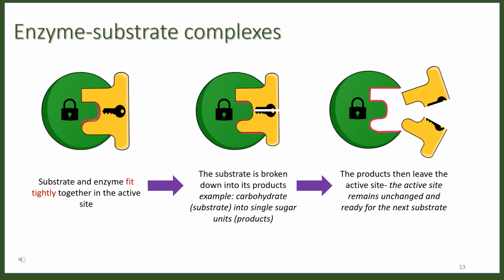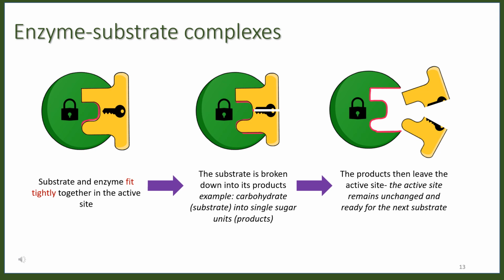Well, enzyme substrate complex. It's not as fancy as it sounds. What happens is that you've got the substrate and the enzyme, and they fit very tightly together. Now the substrate goes in, there's a very tight fit, like you would be putting a key into a lock. Once that substrate goes in, it's broken down into the components. For example, a carbohydrate is broken down into the simple sugar units. Those units that are produced are called products. The products leave the active site.